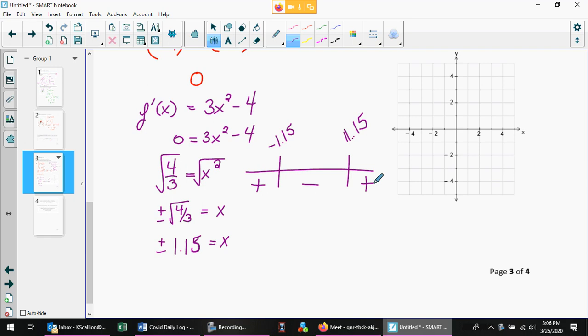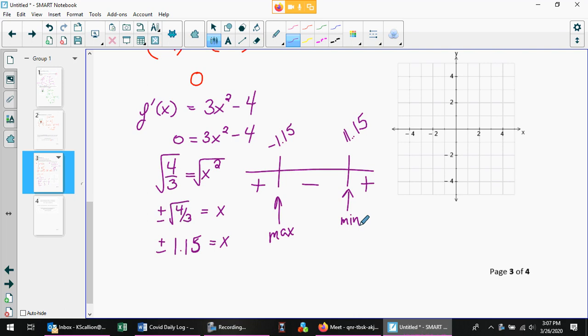So we know that the first one, the negative 1.15, is going to be a max because it's going up, up, up, and then it's going down, down, down. And then we're going to go down, down, down, and then we're going to go back up. So we know that this one is a min. I could have used my second derivative to prove both of them, but a number line was just as fast in this case.